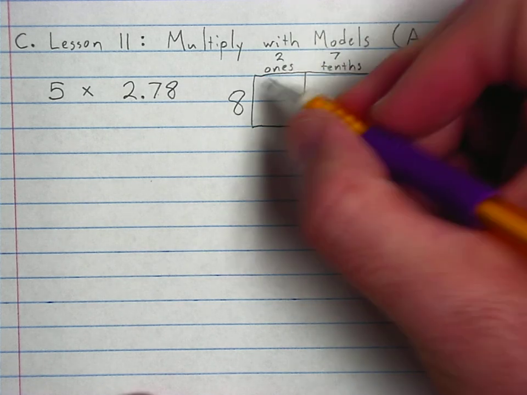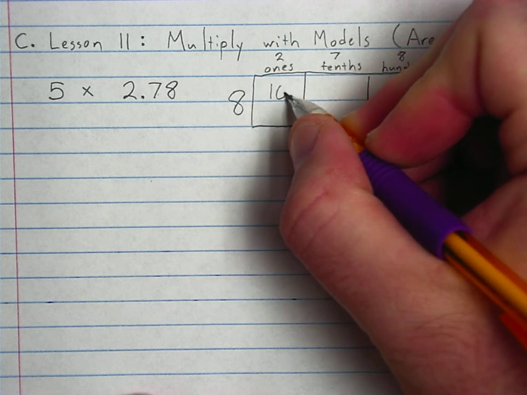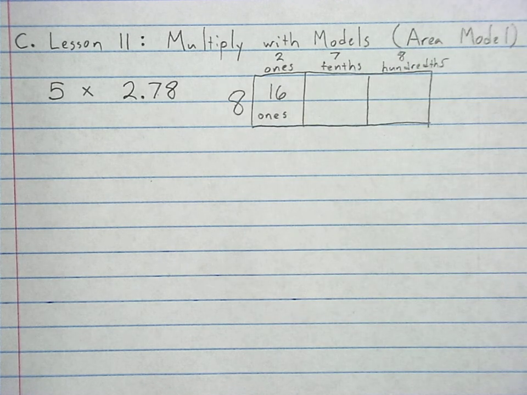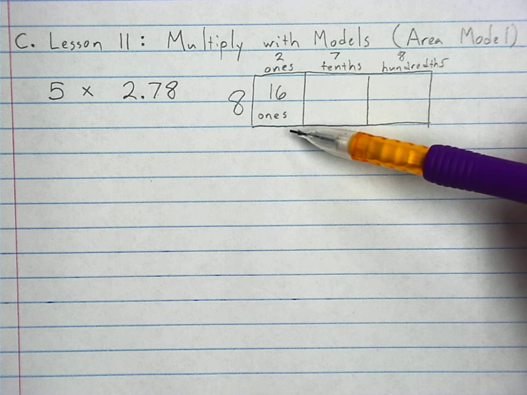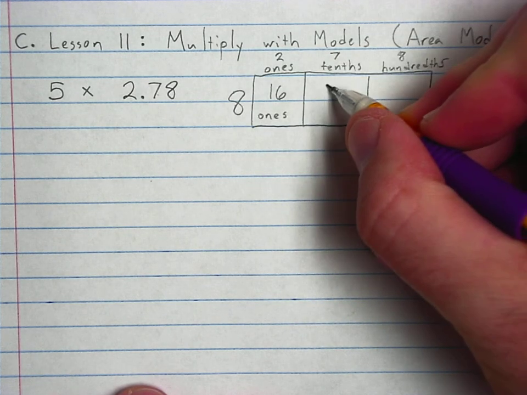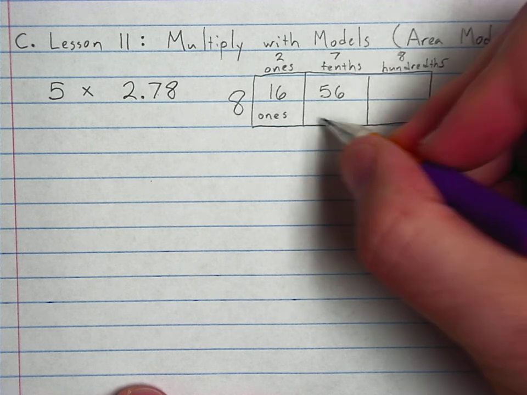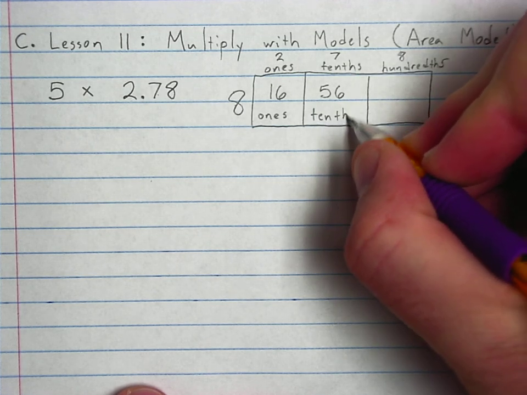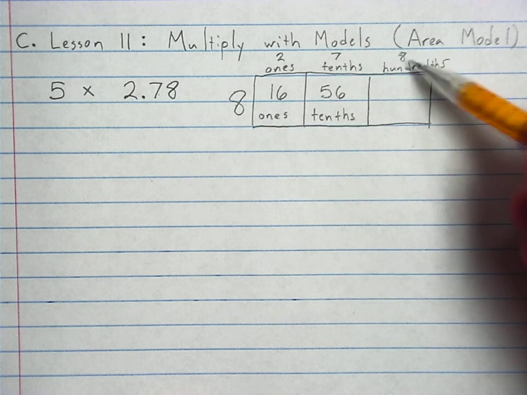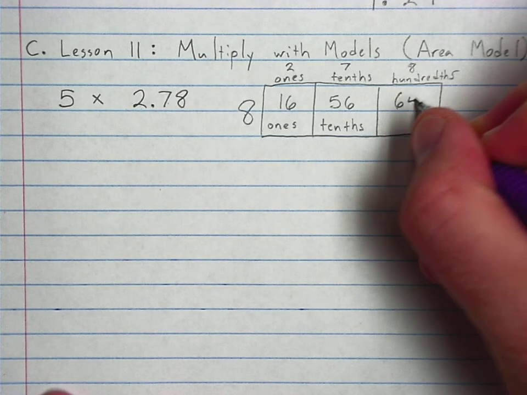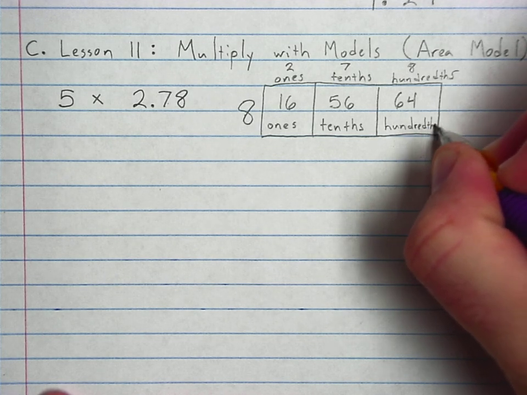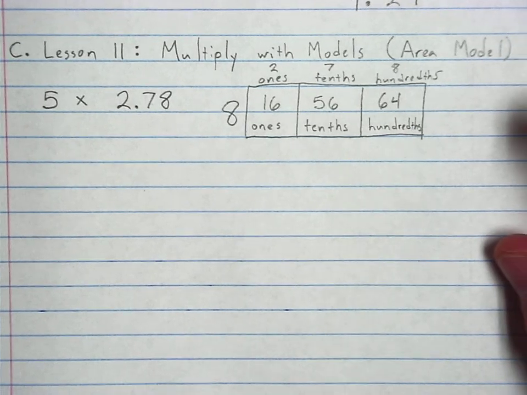Okay. 8 times 2 is 16. Now it's important that we label it because we have to remember that this is 16 ones. For 8 times 7, same thing, 56 tenths. It's very important that we remember to label it. And 8 times 8 is 64, specifically 64 hundredths. Oof, I can barely get that in there.